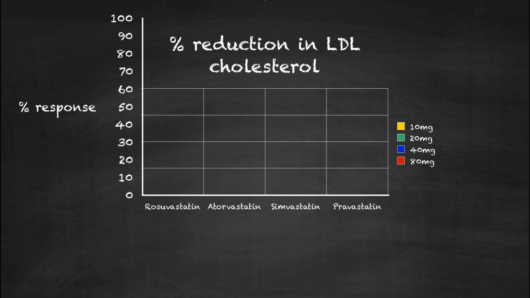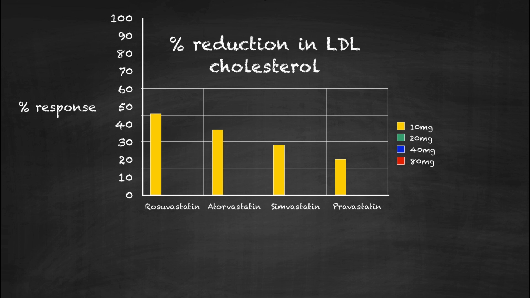And here's a really good example of what happens when we change doses of statins and the percent reduction that we see in LDL cholesterol. I'm just using this as an example. On the y-axis, we have the percent of response. That's how big a reduction we see in LDL cholesterol. And on the bottom are the different types of statins that we have available.